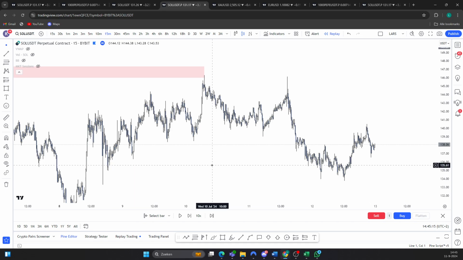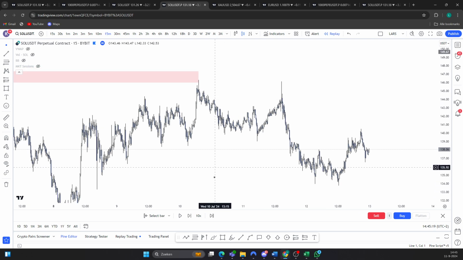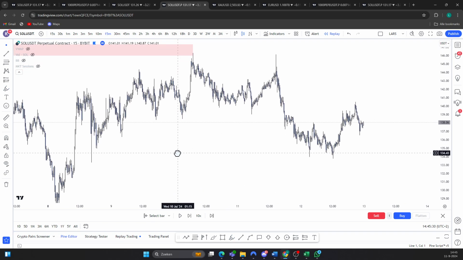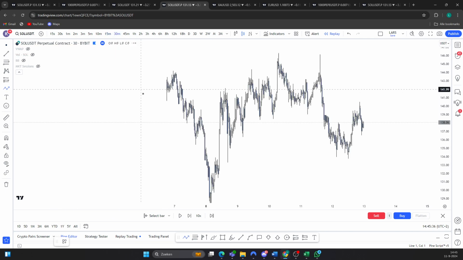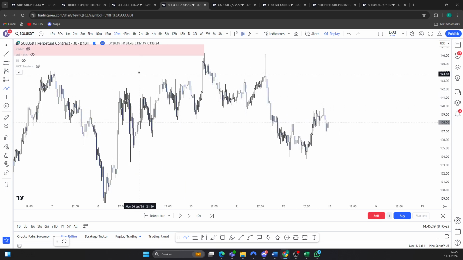Now, lastly, for the distributions, let's look at one more on Solana. Right here, we came into a very good area of resistance. It was probably an order block with inefficiency that was just waiting there. Let's look at how we came into that block. We were expecting a rejection there, and coming into that block, let's look at our 30-minute structure.